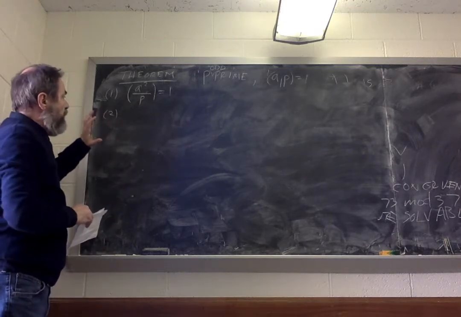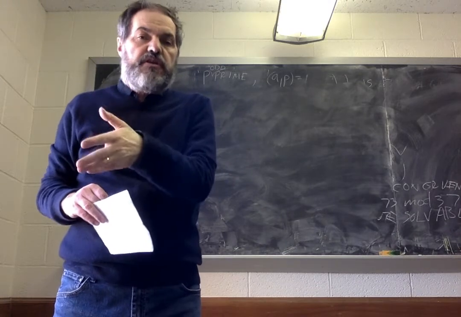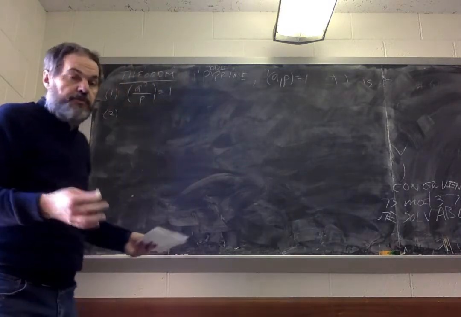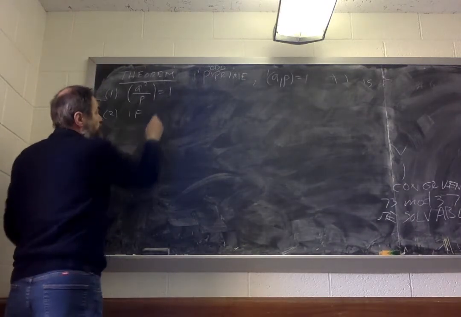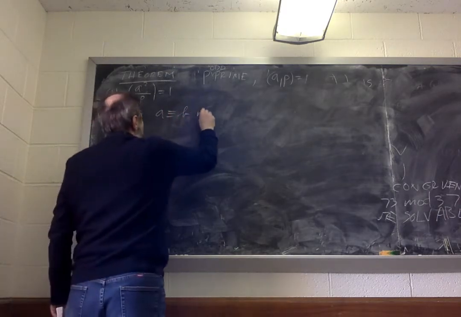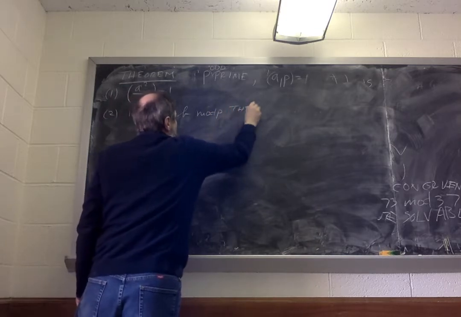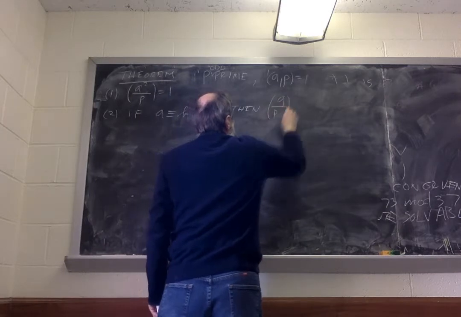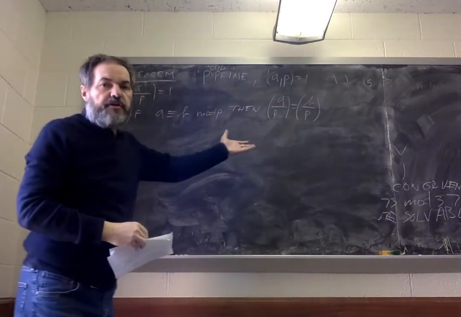Now, if I have two numbers that are congruent to each other, if one is congruent to a square, and the other one is congruent to a square, the same square. So if I have two numbers, a and b, and if a is congruent to b mod p, then the symbol is the same. Both are 1 or both are negative 1.